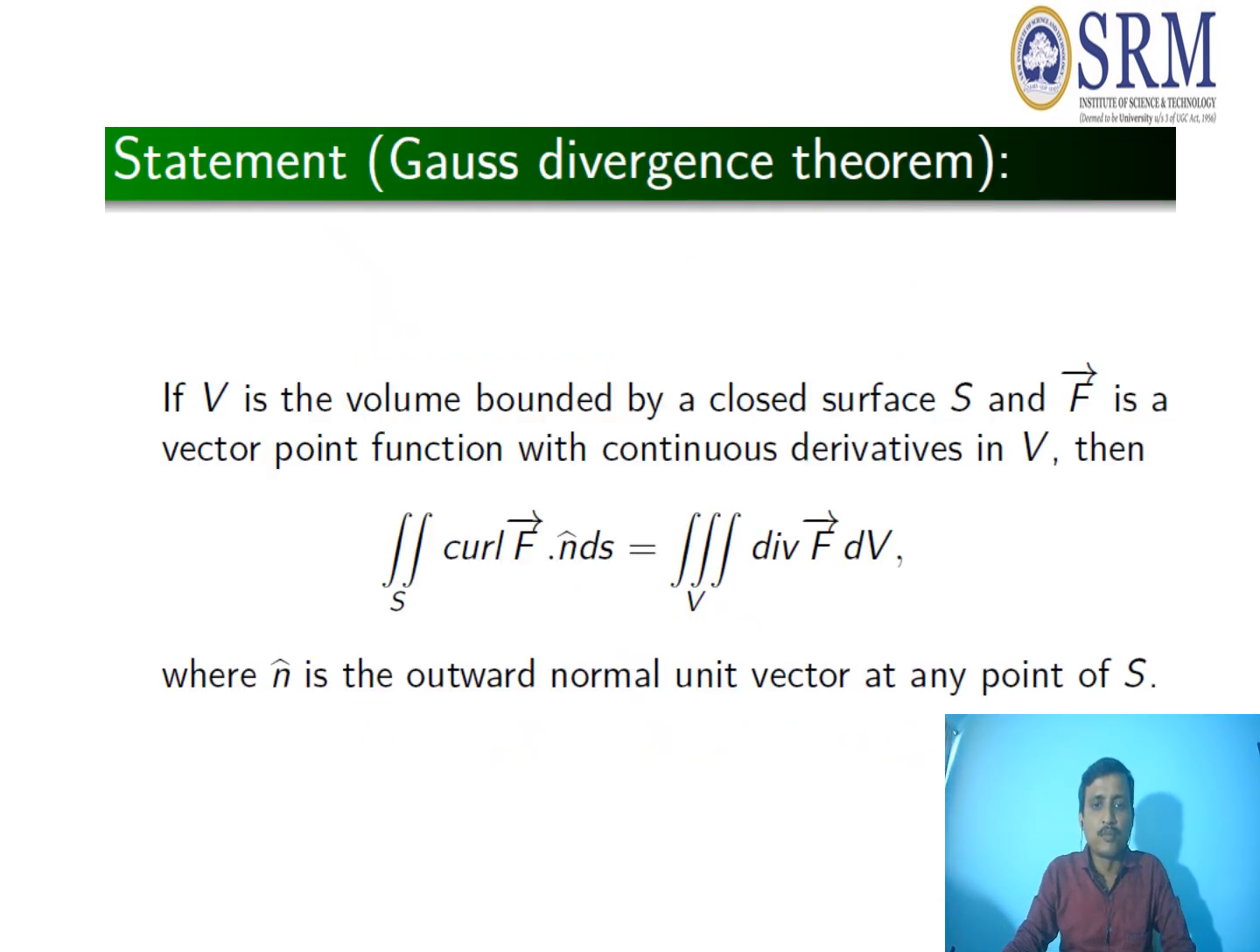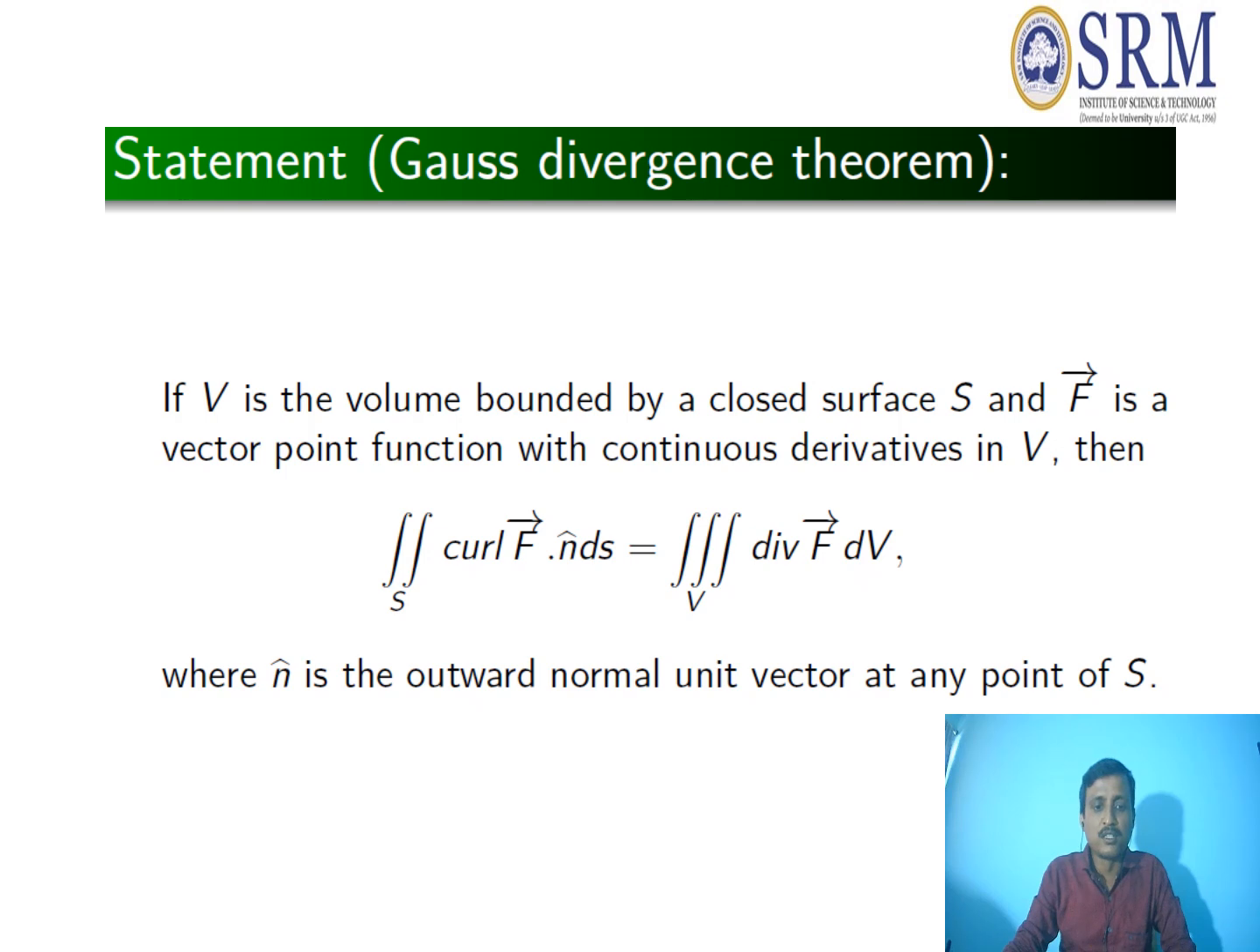This is the statement of the Gauss divergence theorem. Basically, V is the volume bounded by the closed surface S, and F is a vector point function which has continuous derivatives in the volume V. Then the left-hand surface integration will be equal to the right-hand volume integration.